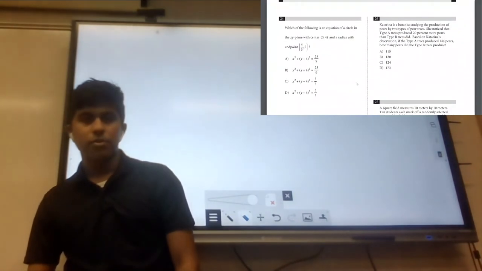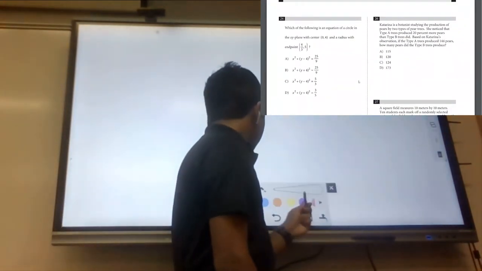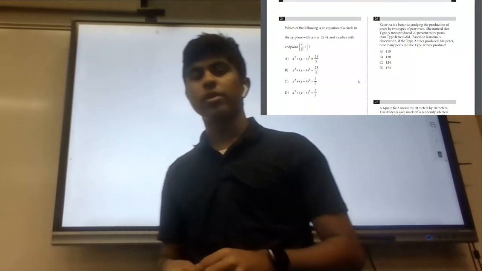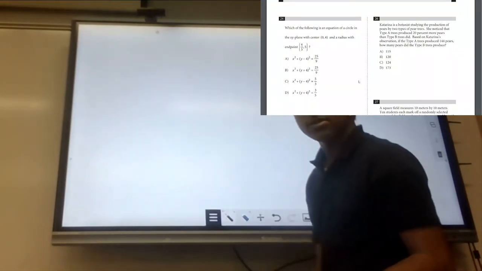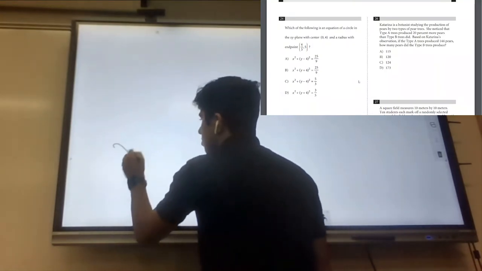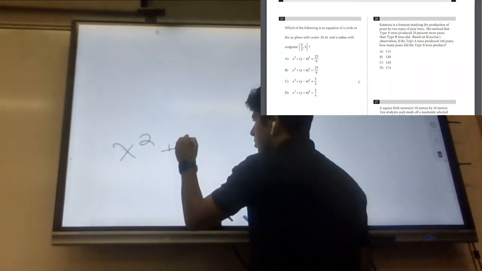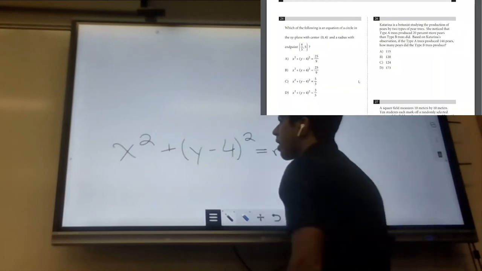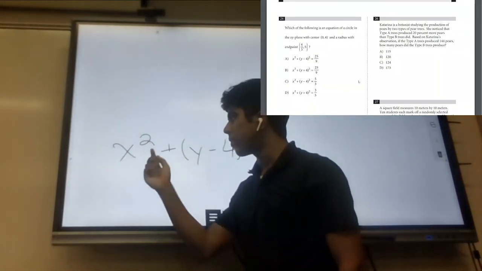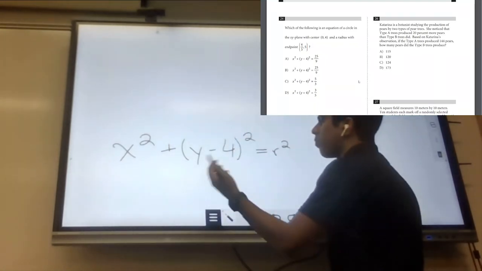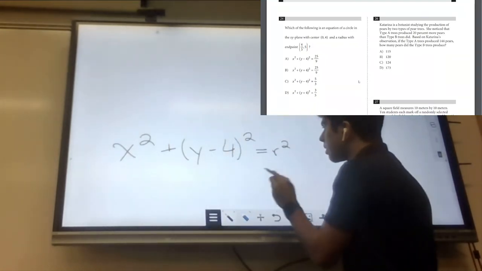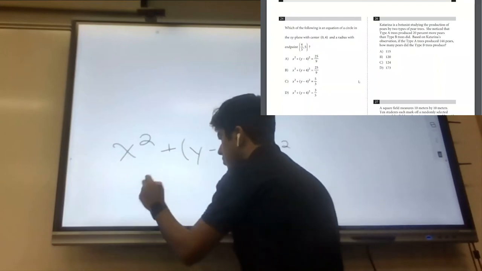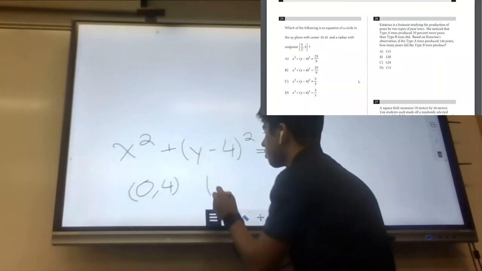Which of the following is the equation of a circle in the xy plane with center (0, 4) and radius with an endpoint (4/3, 5)? If it has center (0, 4), we can write the equation as x squared plus (y minus 4) squared equals r squared. That's x minus the center x coordinate, so x minus 0 squared, plus y minus the center y coordinate, so y minus 4 squared, equals the radius squared. Then we need to find the radius. We're starting at (0, 4) as the center, and we have a point on the circle at 4/3 and 5.